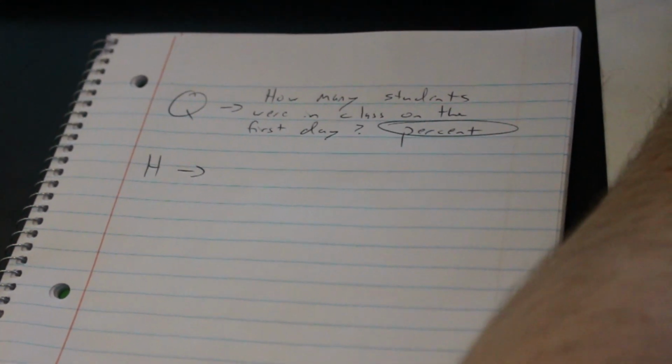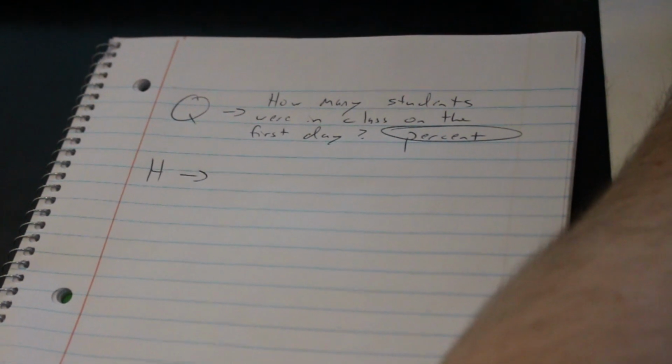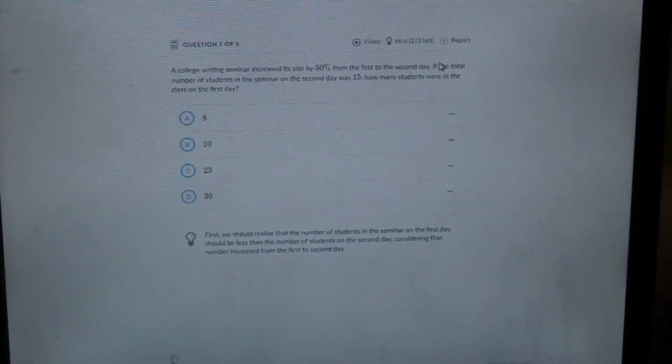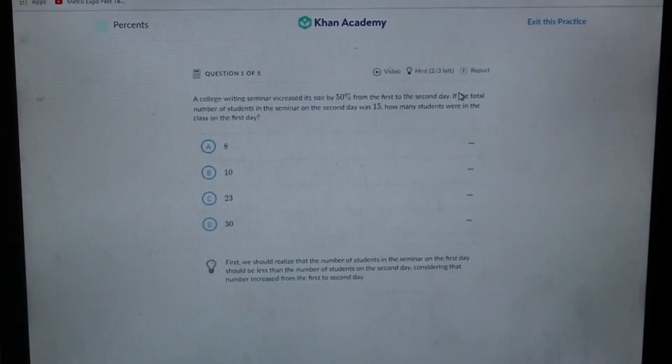You're going to make a new section, H for hints, and now you're going to read and take notes on all the hints. So let's take a look up here. Hint 1. So the first hint is telling me that the number of students increased between the first and the second day. So I'm going to write that. Students increased from day 1 to day 2.